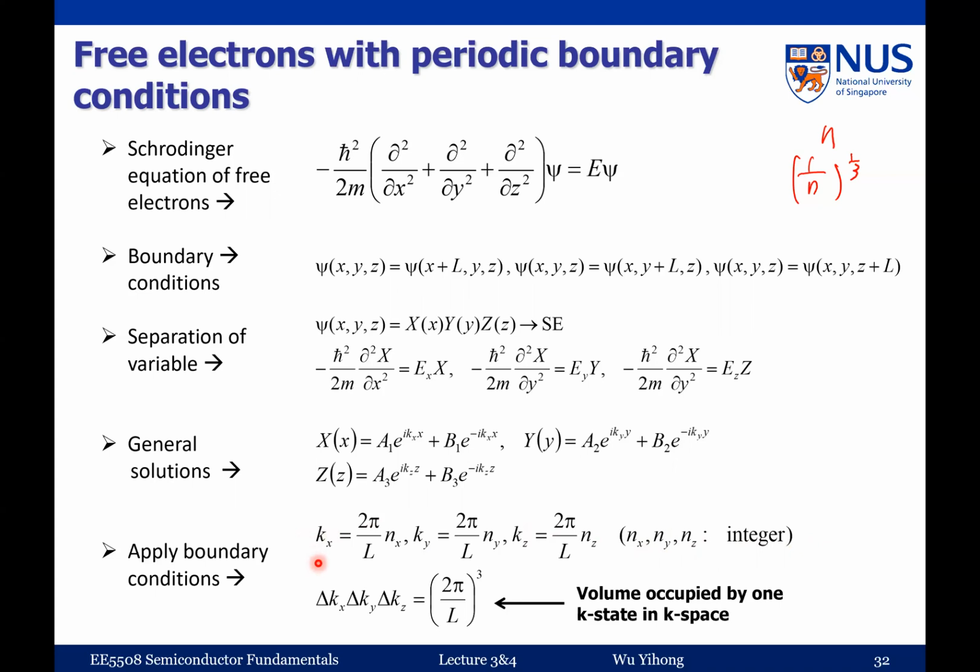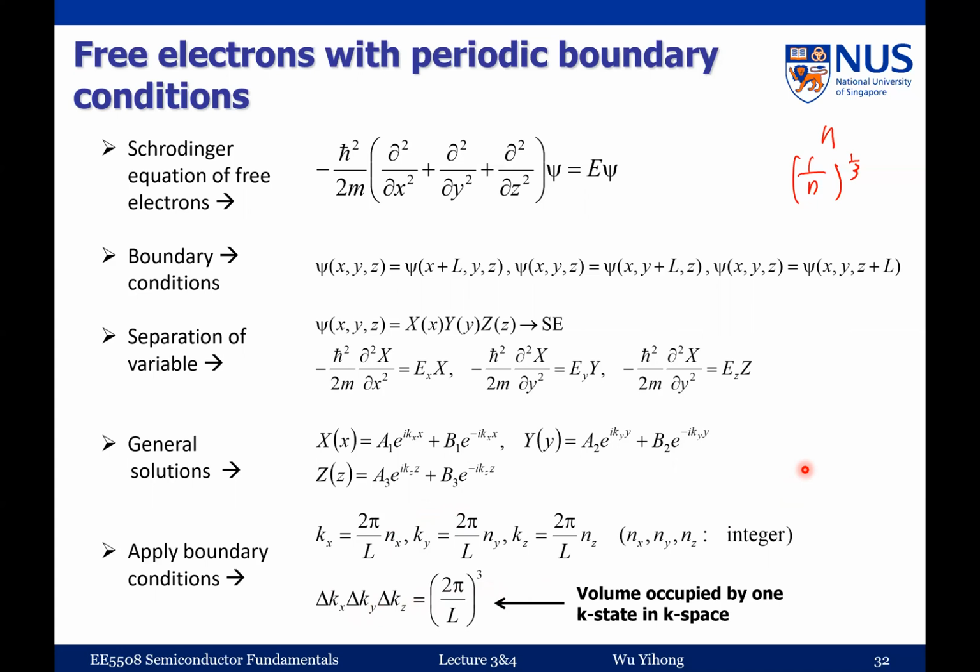Okay. So remember, each k represents a state of electron, right, in reciprocal space. So this means that the volume occupied by a single state, a single k, what we call a k state, in k space, basically is given by 2 pi over L cubed. This means that when each of these changes by 1, you get this much more volume. So it's a very important result.